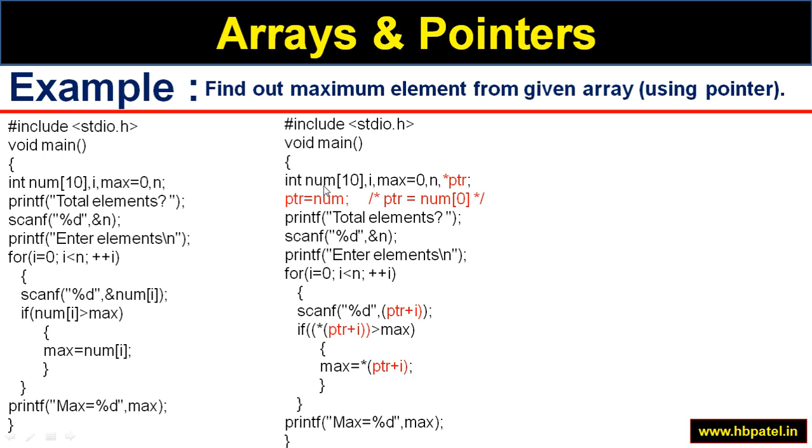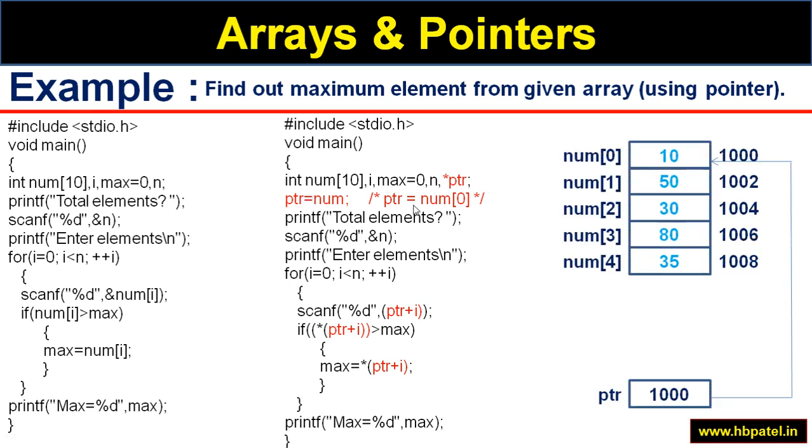to num. Again, num is what? It is the array name, and when I use the array name, it is the address of the entire array, which is very much similar to the address of the first element. In fact, I have forgotten to put an ampersand over here, so it is ptr equal to ampersand num[0]. So the first element's address is put in ptr, and then again enter total elements and all this stuff.